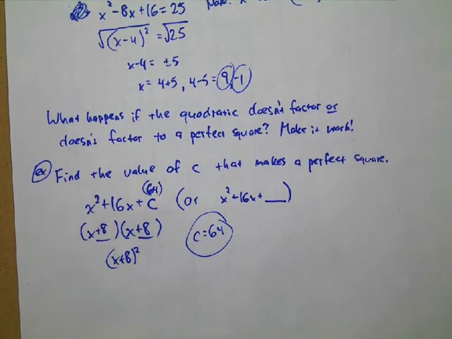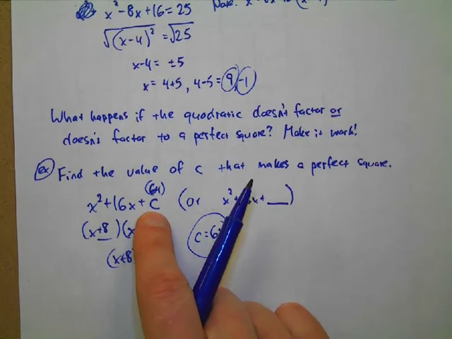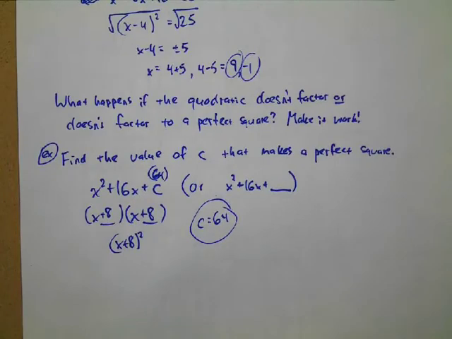So we took something that was not a perfect square. We figured out what value here would make it a perfect square, and then we created that perfect square. All right. Questions on any of that?